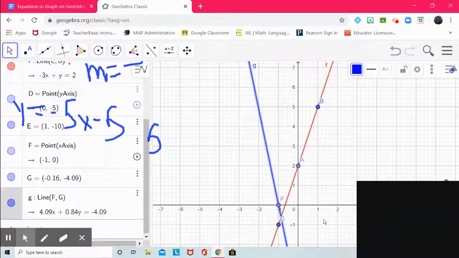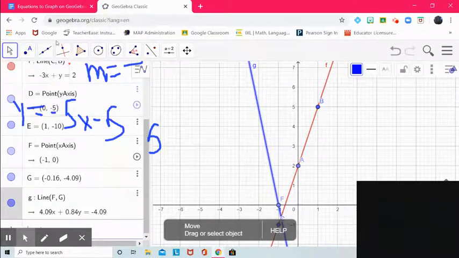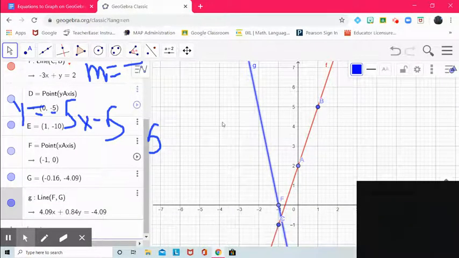So to start a whole new graph, I believe you can just erase all these or start a new one and start all over with your next one. Screenshot them and put them in there. So you have 8 equations to graph today.